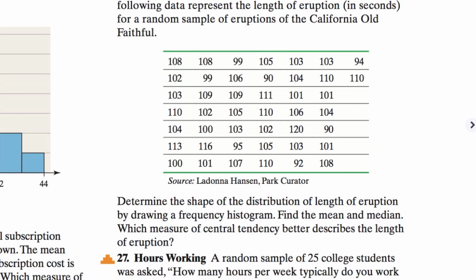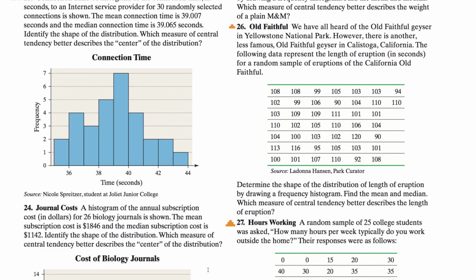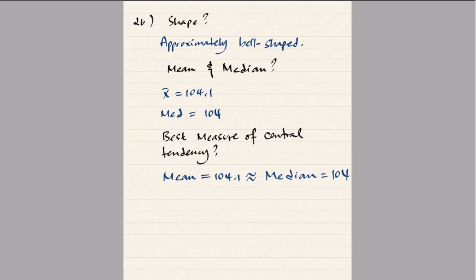It says, what measure of central tendency better describes the length of eruption? Okay, so I think I know what I'm being asked here, and I'm gonna write down an answer for you. So in response, regarding the shape, as we said, it was approximately bell-shaped. The mean is x bar, and that is 104.1. The median is 104. And as far as which of the measures of central tendency is best, we're hoping you're going to notice that they're practically the same as we would expect, because this is a bell-shaped distribution. So in other words, we're figuring that you've seen this.